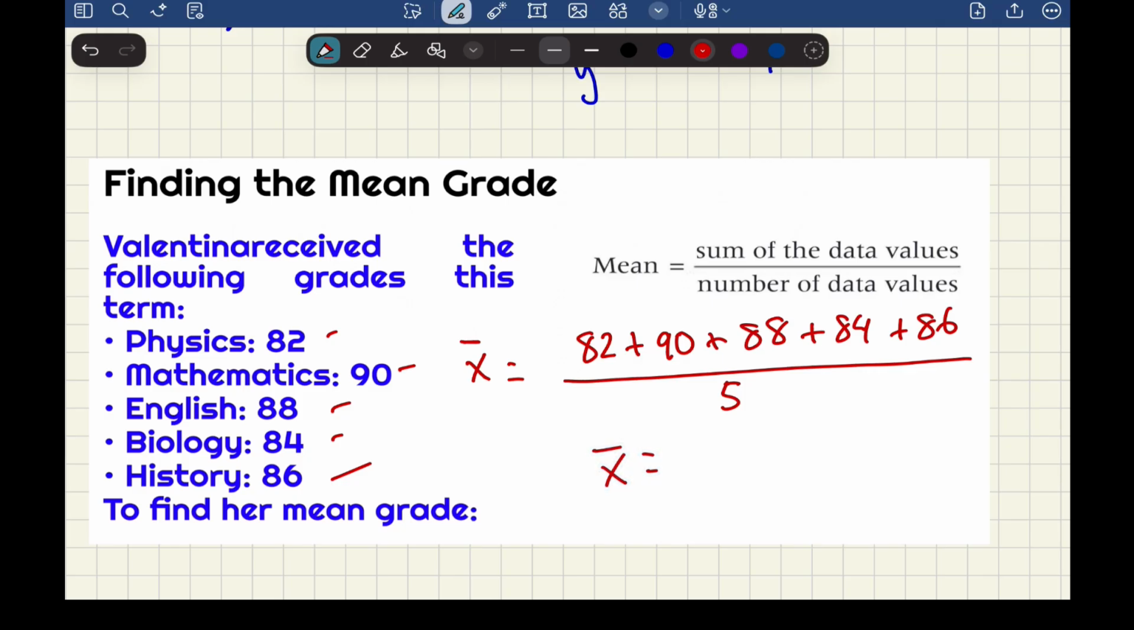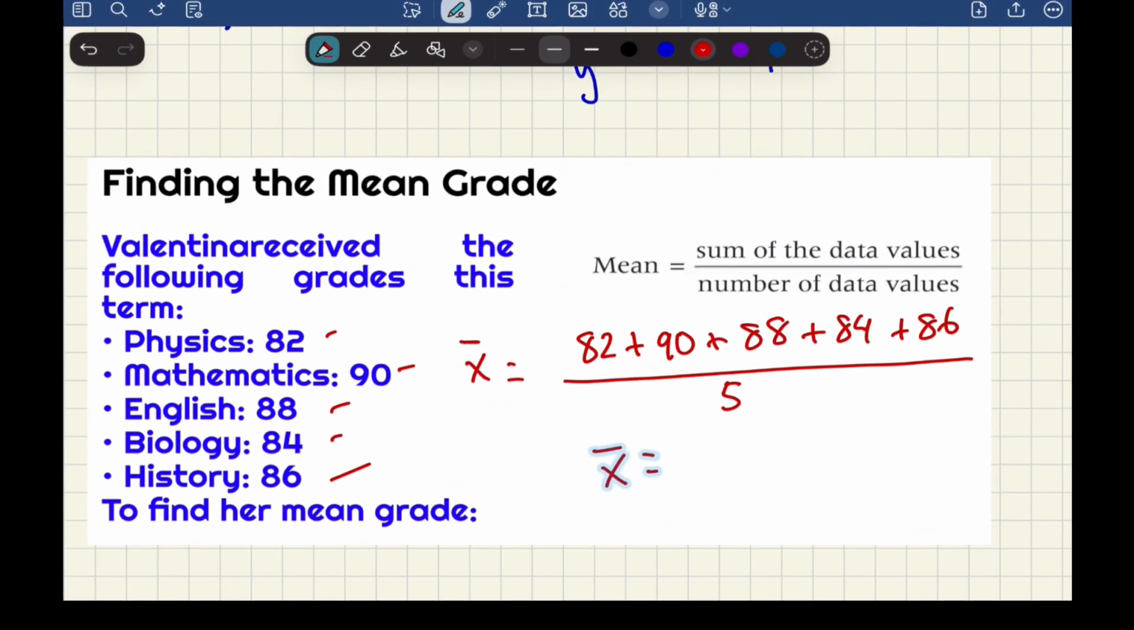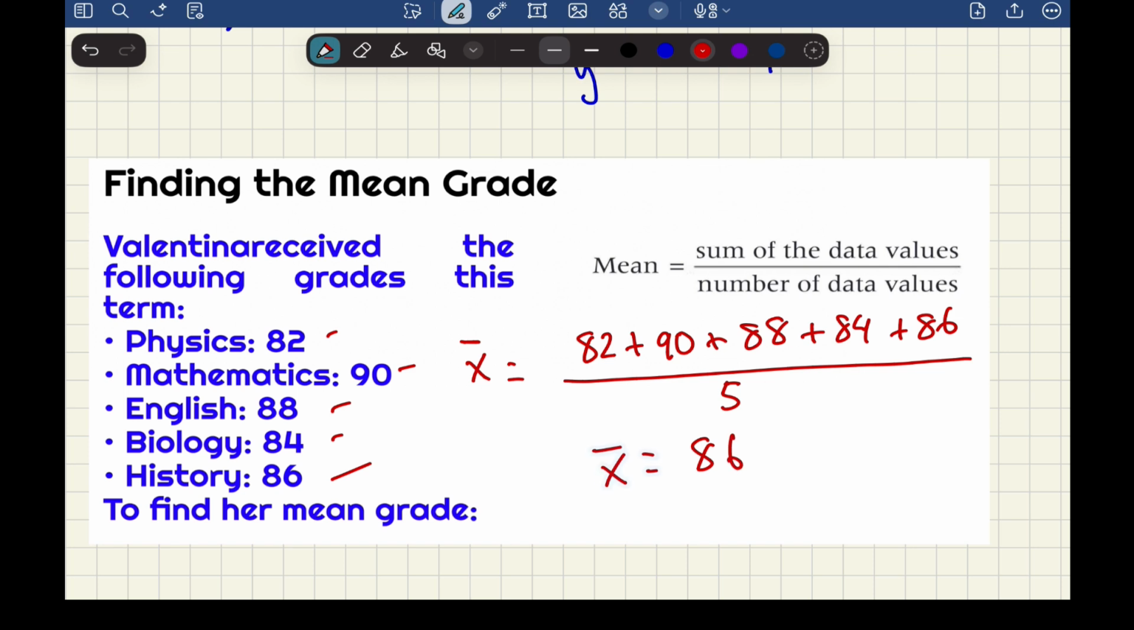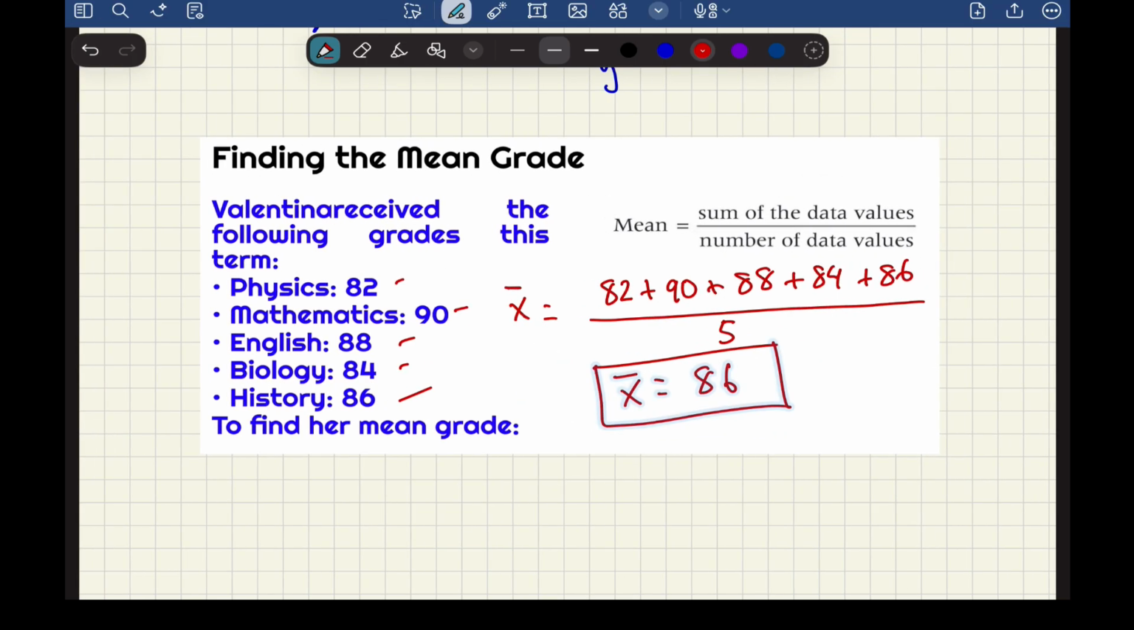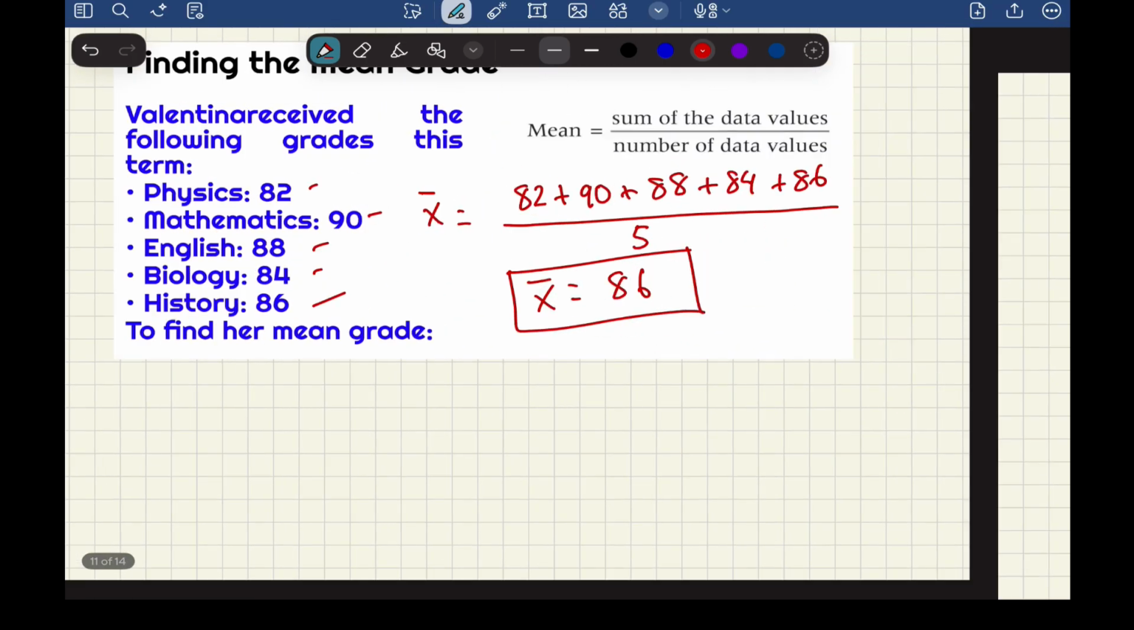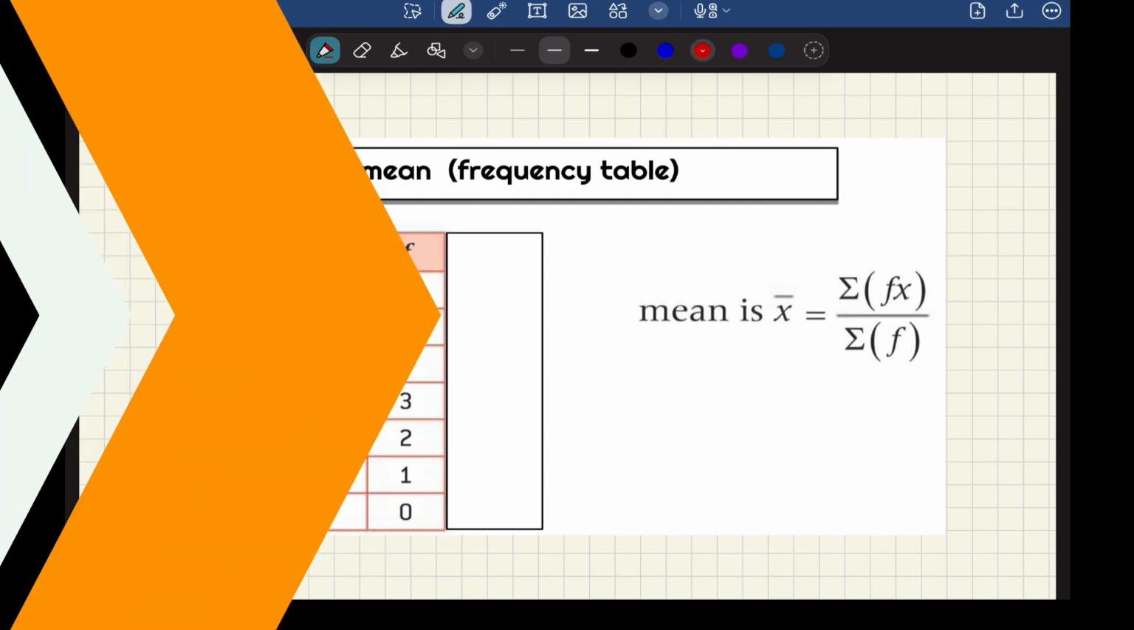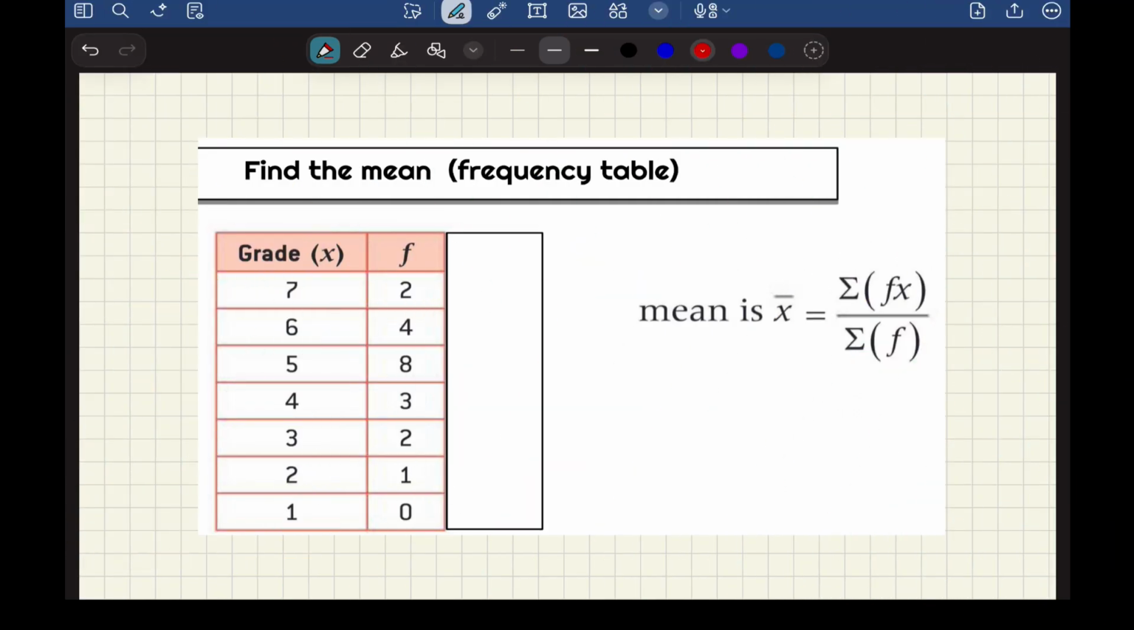So give me a moment. According to my calculator, this is 86, so we can say the mean is 86. That's it, or the average. This is the easy situation, the easiest one. Then we can have this situation when we have a frequency table. In this case, we can use a new formula. Okay, we can use this formula. Where's my formula? This one.